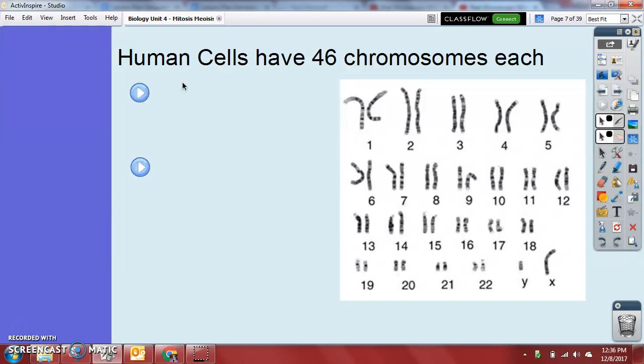Because when we pull the chromosomes to either side of the cells for the cell to divide, one of them gets lost and goes over here.